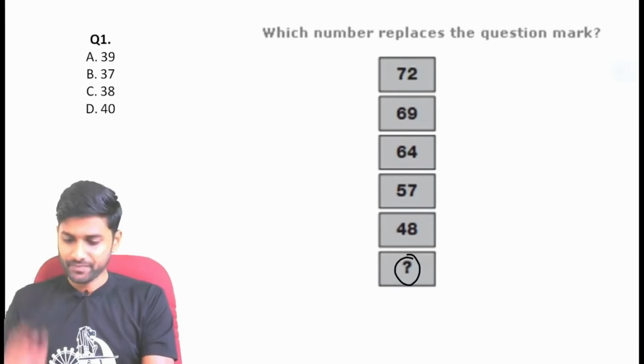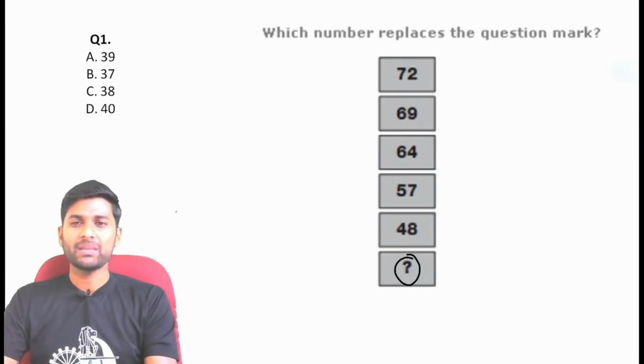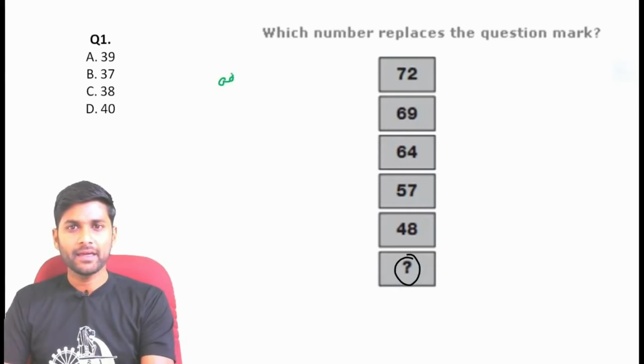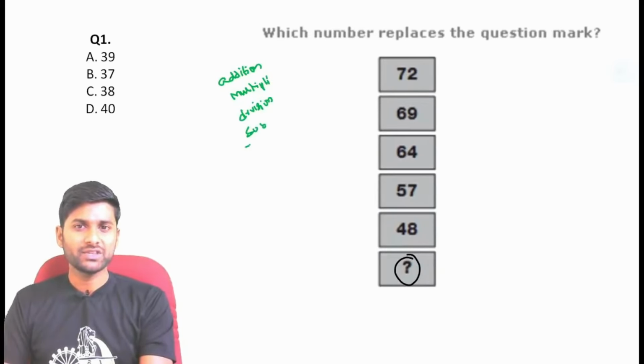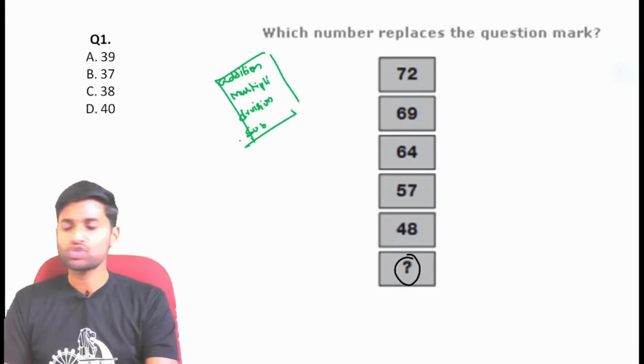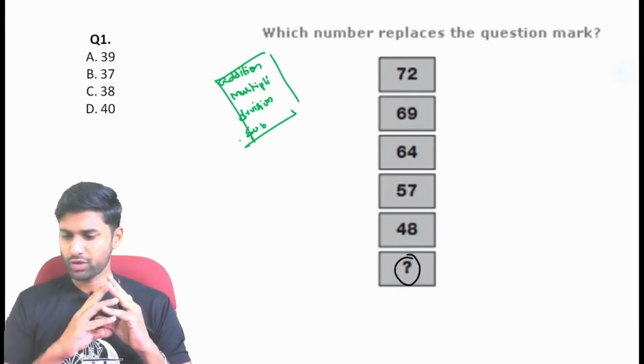First, see, guys, the mathematical operations. What are the mathematical operations generally? Addition, multiplication, division, and subtraction. So these are the mathematical operations to solve any type of numbers. That is the first important point.